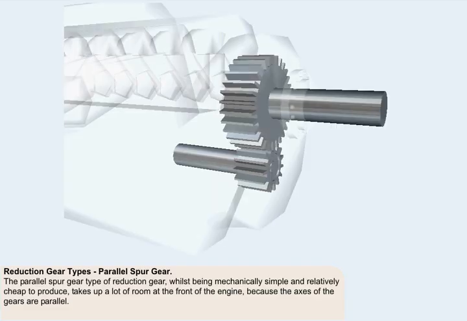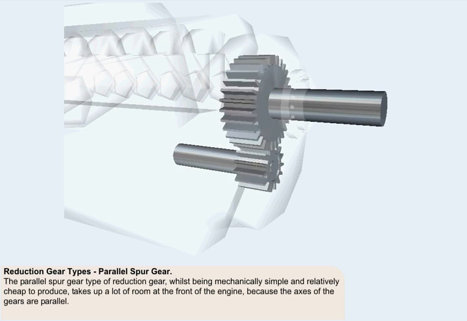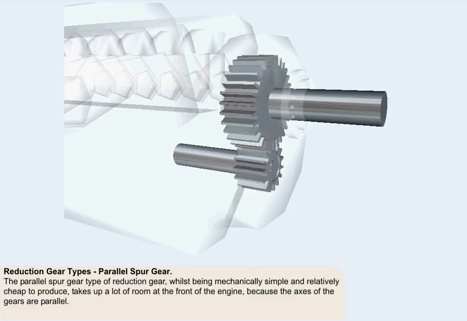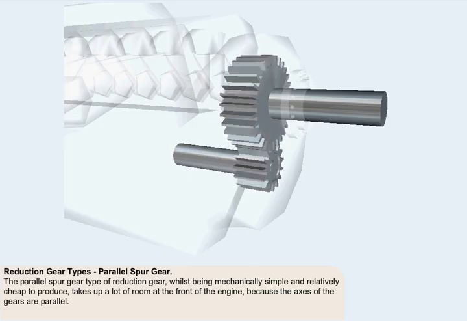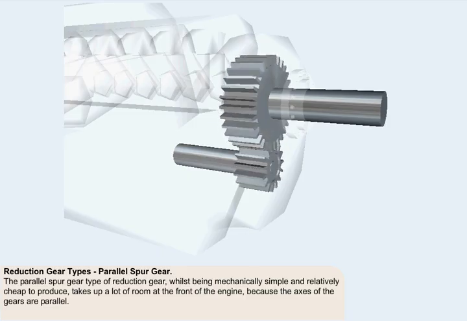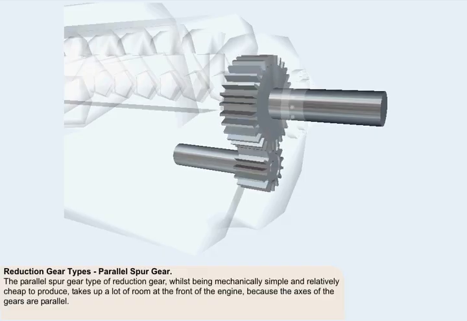The parallel spur gear type of reduction gear, whilst being mechanically simple and relatively cheap to produce, takes up a lot of room at the front of the engine. This is because the axes of the gears are parallel. This system of reduction gear has been utilized mostly on V-type, inline, water-cooled engines, for example the Rolls-Royce Merlin and Griffon engines.